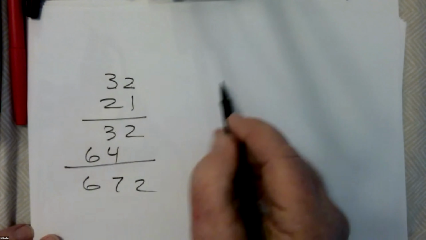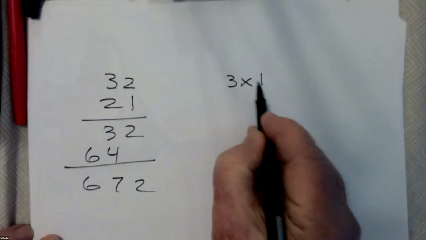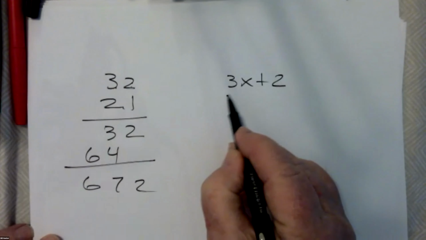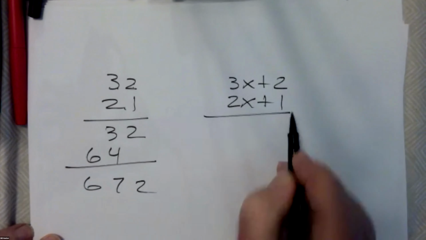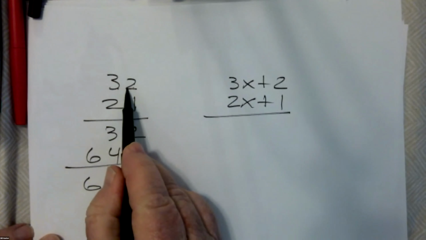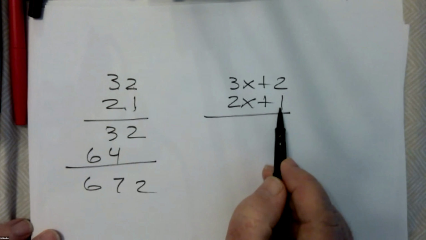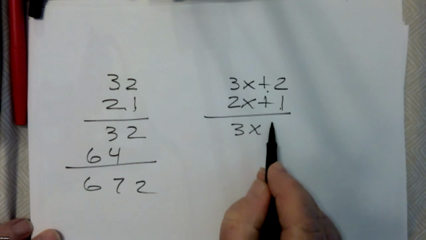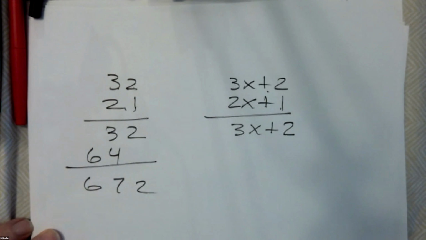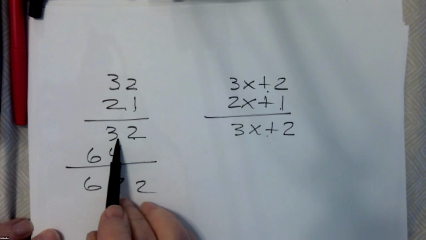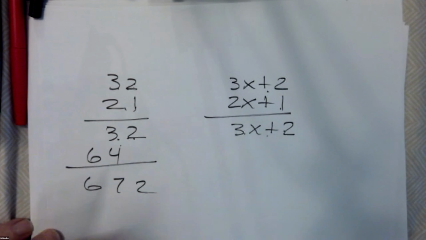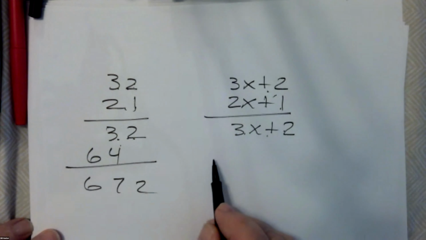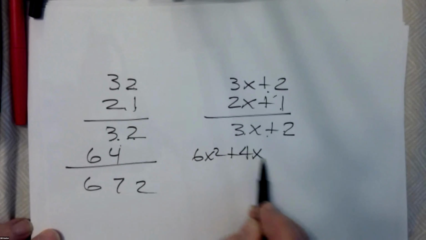32 is 3 tens plus 2 ones. I'm just going to rewrite that as 3x plus 2. The 21 is 2x plus 1. And as I multiplied 1 times 32, I'm going to multiply 1 times 3x plus 2 and get 3x plus 2. Notice the partial product. Here are the digits of 32. Here the coefficients are 3 and 2. I indent a space and multiply, so I get my 6x squared plus 4x.